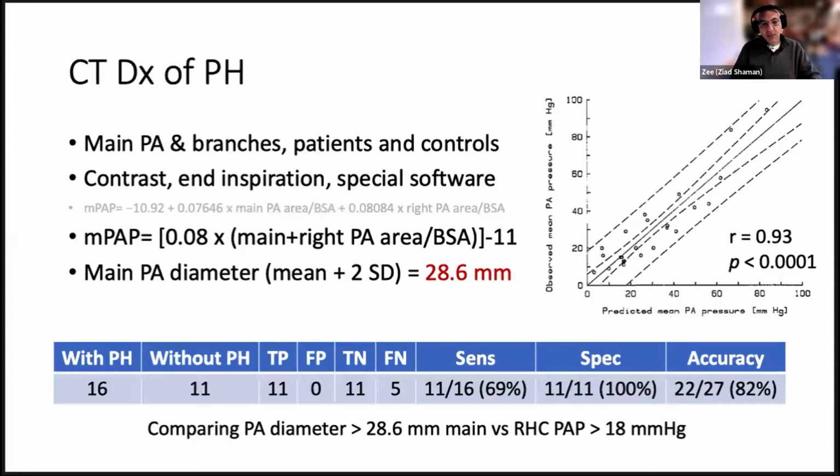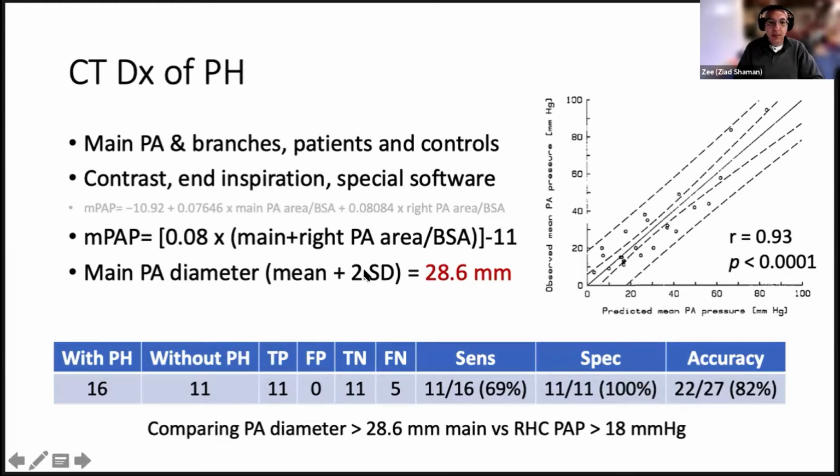There is an article actually that looked at this, from 19 something, 80 something. It looked at the main PA and branches of patients and controls: patients who underwent right heart cath, and controls who didn't go through right heart cath but were deemed normal without pulmonary symptoms. There were 32 who ended up with a right heart cath, and 26 age and sex matched subjects.